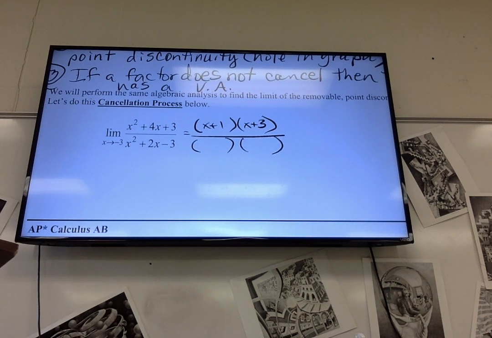The next one, what does it factor into? X minus 1, X plus 3. Yep, X minus 1 and X plus 3. It doesn't matter what order they're in.